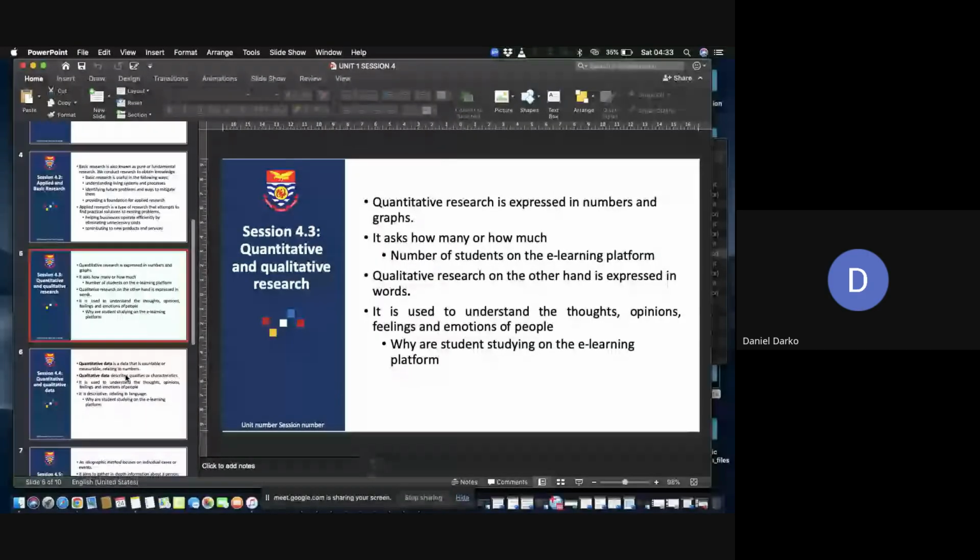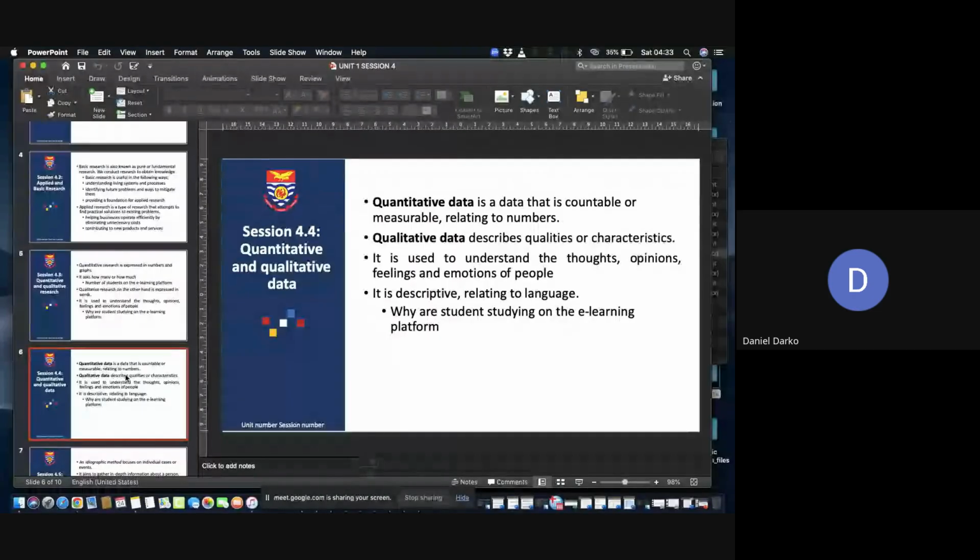Moving on from quantitative and qualitative research, we can also talk about quantitative data and qualitative data. Data or information gathered in words is referred to as qualitative data. Data gathered in numbers or figures is referred to as quantitative data. And that is clear enough.